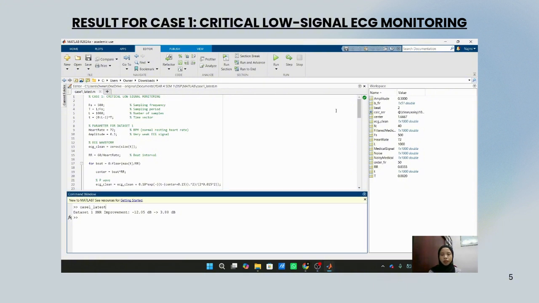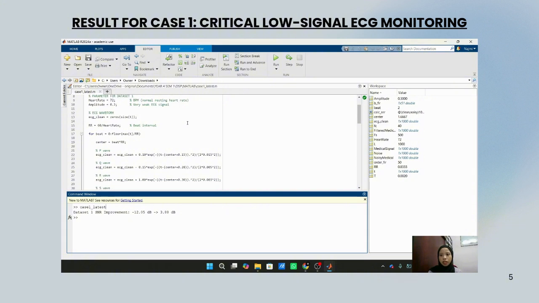Assalamualaikum. My name is Najmi Farha binti Jamil, and I would like to present the results and discussion for case 1 of our project, critical low signal monitoring. I have included all of the parameters inside this MATLAB script, such as the sampling frequency at 500 Hz, sampling period 1 over 500 equal to 0.002 seconds, and so on.